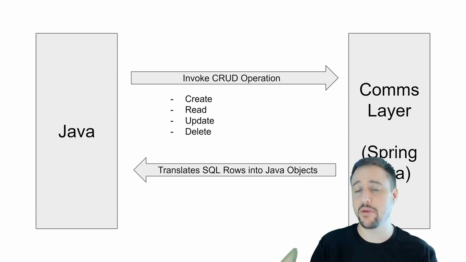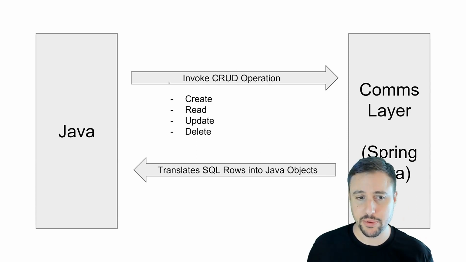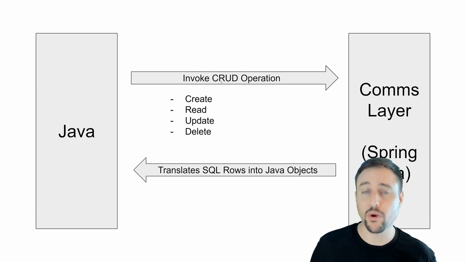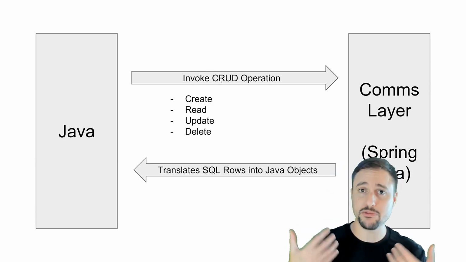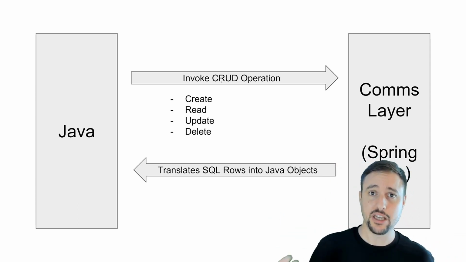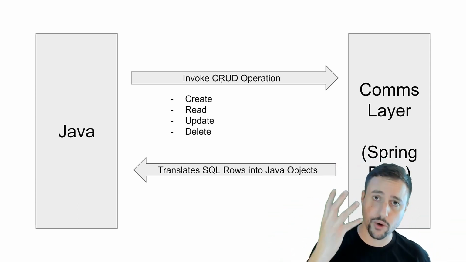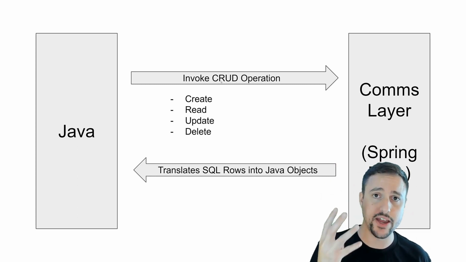Okay, and the first step in that process is to be able to tell the layer what it is that you want to do. And when it comes to databases, typically what you want to do falls into one of four categories, which is abbreviated with CRUD.